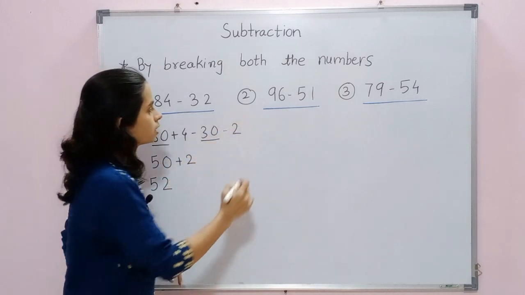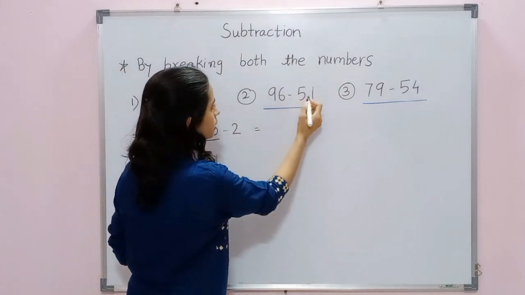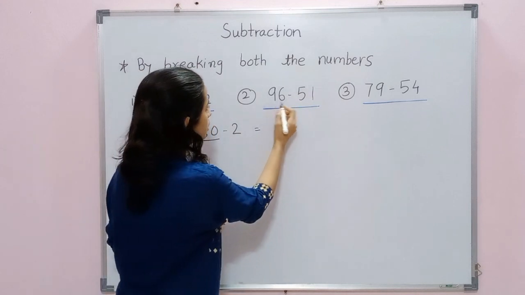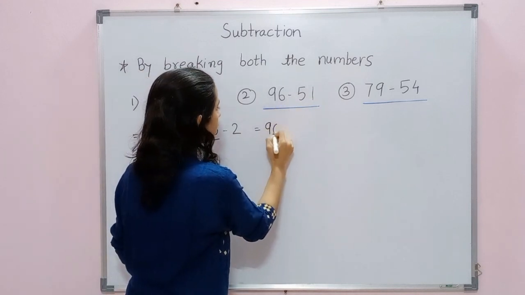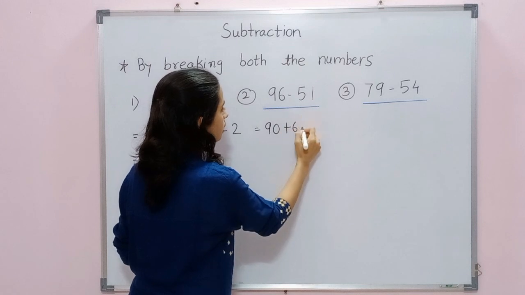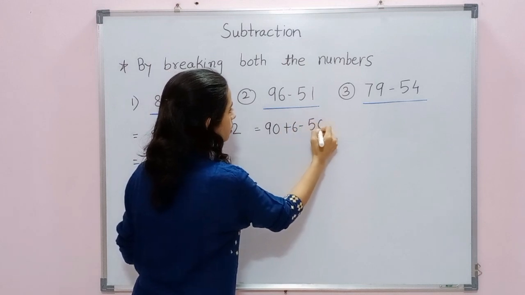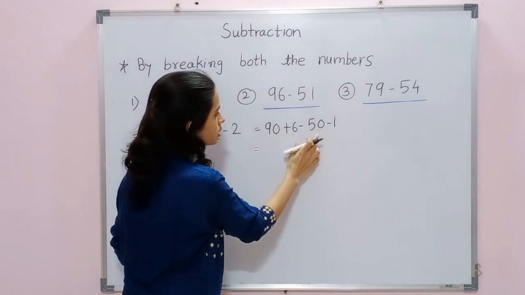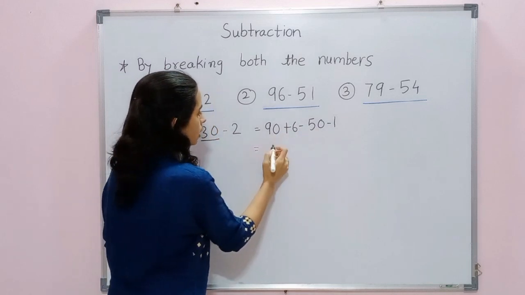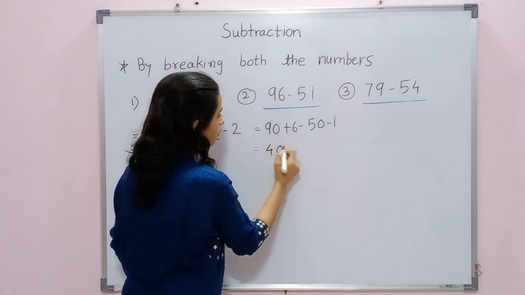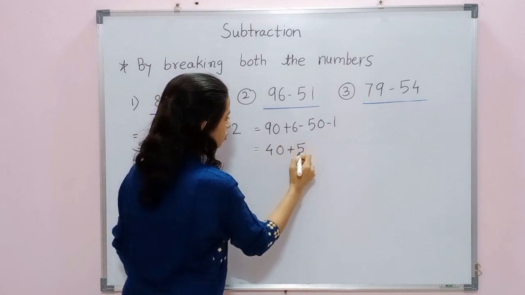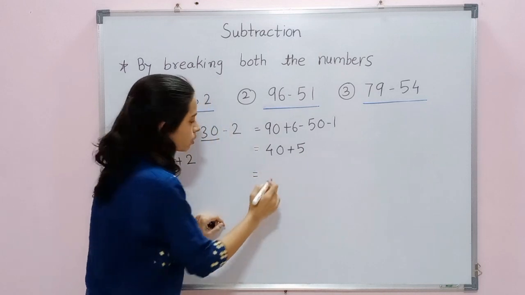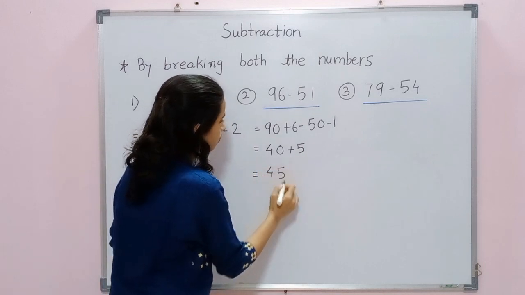Then we will see this example. 96 minus 51. Here we will break both the numbers. 90 plus 6 and 50 plus 1. Minus this 50 from 90, we will get 40, and 1 from this 6, we will get 5. So our answer will be 45.